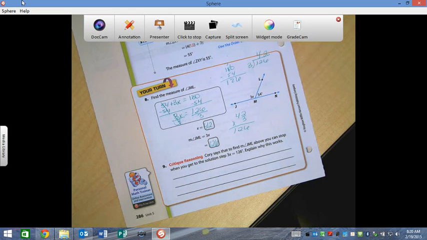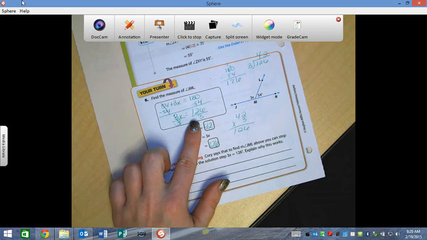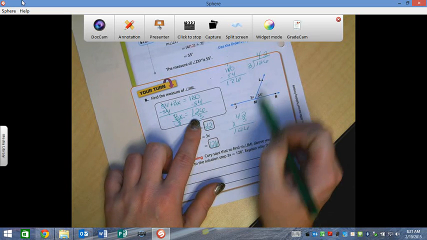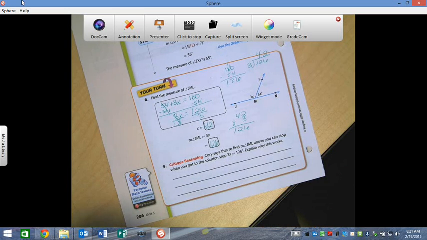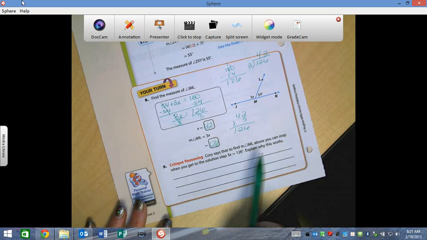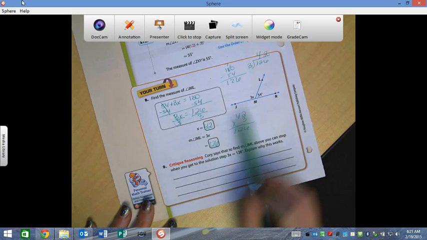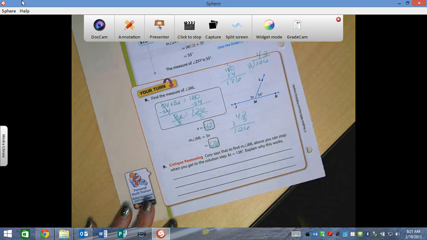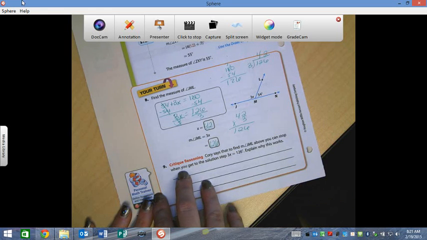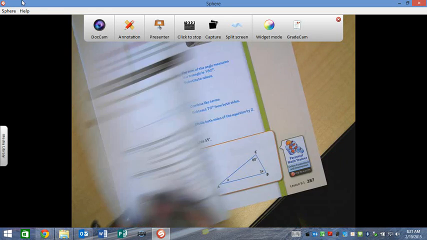Okay, so Corey says that to find the measure of angle JML above, you can stop when you get to the solution step 3x equals 126. Explain why this works. You can stop right here because where you find the value, that's where you find the value of 3x already, because the angle measure of JML is 3x. But like I said, you have to be able to solve it out all the way as well, because your question could ask you to find the measure of JML, or it could ask you to find the value of x. So you have to be prepared to do either way. Okay? So just kind of giving you a heads up on that.